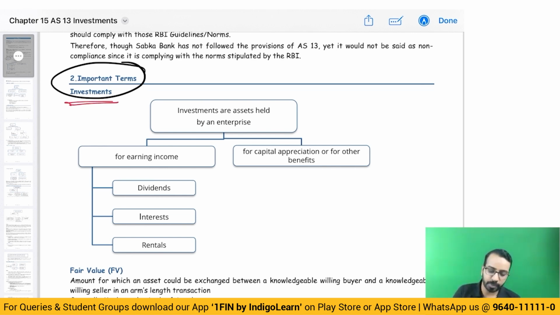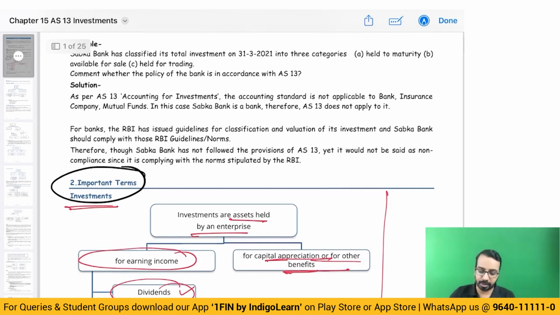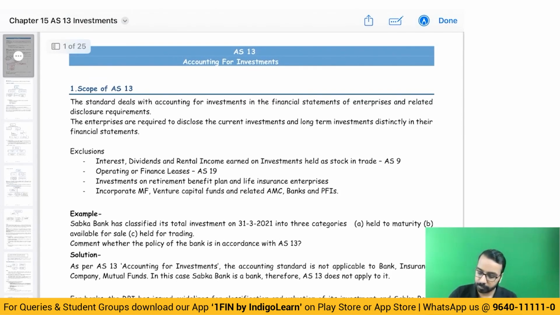Now, first thing, what is investment as per AS 13? These are assets held by an enterprise for earning income by dividends, interest, or rentals, or for capital appreciation or other benefits. So you are holding it for earning income, that is largely in the nature of dividend, interest, and rentals, or for capital appreciation or other benefits. Typically, when we say investment, that is covered by Accounting Standard 13, it is your investment in equity shares, bonds, debentures, investment in property.